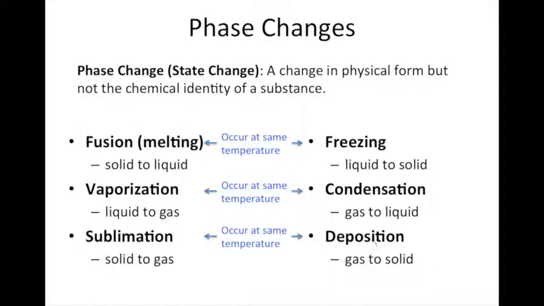Another thing that's important is that a couple of these occur at the same temperature, of course. The melting point of a substance and the freezing point of a substance, those are the same. So water freezes at 0 degrees Celsius and it also melts at 0 degrees Celsius. Same thing here. For example, water boils or vaporizes at 100 degrees Celsius and 1 atmosphere of pressure, and it condenses or goes from a gas to a liquid at 100 degrees Celsius, and of course 1 atmosphere of pressure.